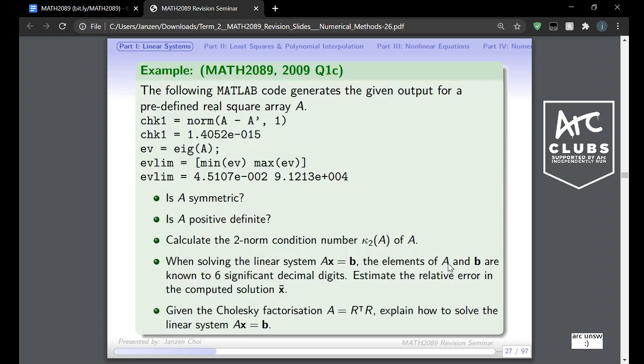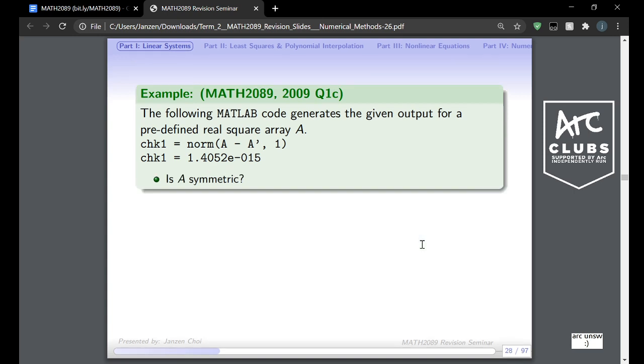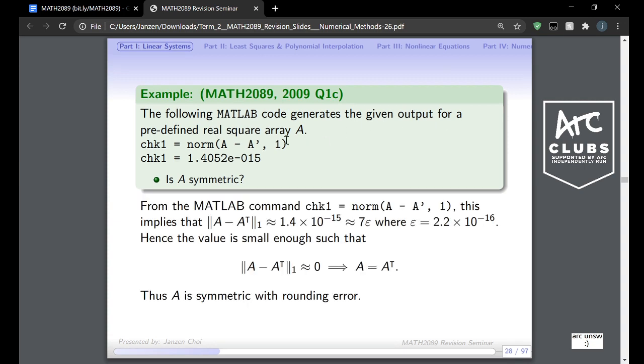Okay, cool. So this question gives us a bunch of code, and we have to determine the properties of the matrix A. Alright, so is A symmetric? Given that the difference between the matrix A and its transpose is very close to 0, we can basically say that A is equal to A transpose, in which A is symmetric with rounding error.